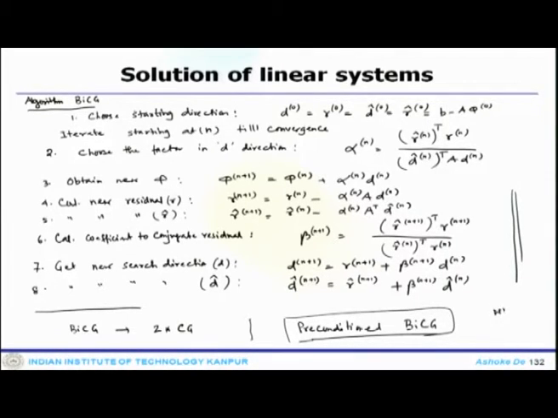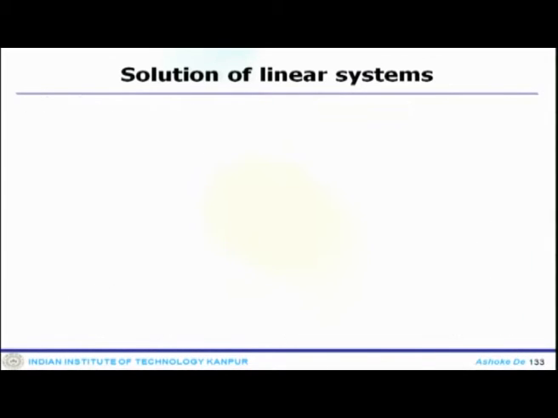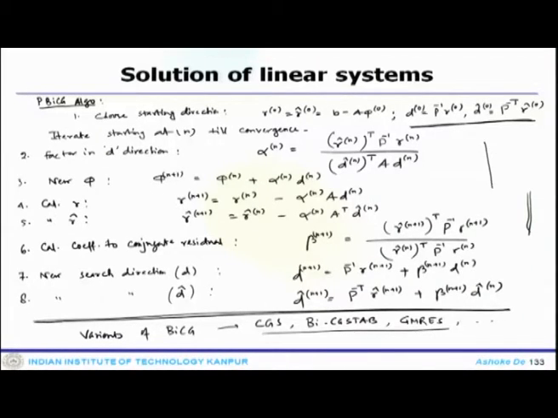So, this one is without preconditioner and this one is with P. And the other variants like CGS, BiCGStab, GMRES, their baseline algorithm remains pretty much the same. Now, only the modifications are done as per the system.